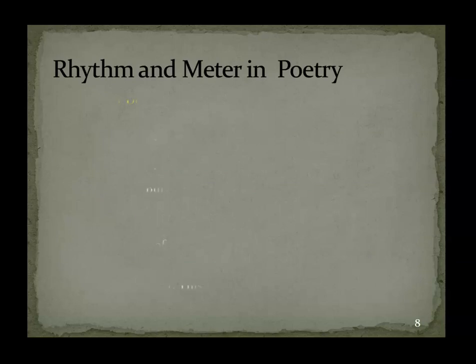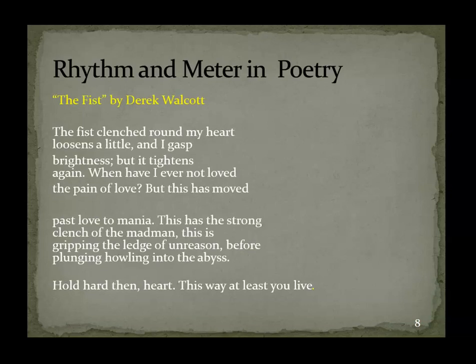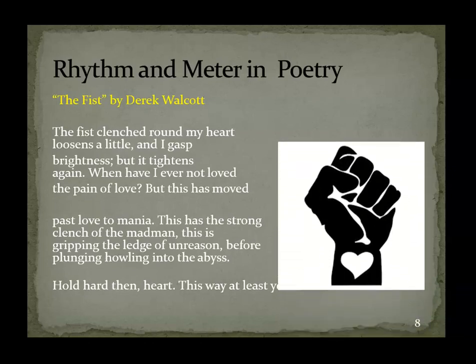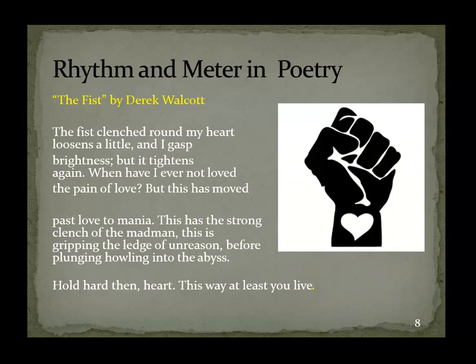In this poem by Derek Walcott, The Fist, consider how the rhythm changes throughout. How close to a formal meter is it? Also, keep in mind the beating of the heart. What happens when our hearts don't have a strong, regular beat? Notice the places where the meter changes. What might those changes suggest about the subject matter of a heart clenched in a fist? Where is the meter most regular? Where does it falter? Pause the video now and read it aloud.